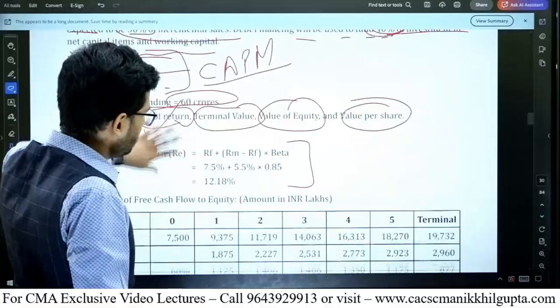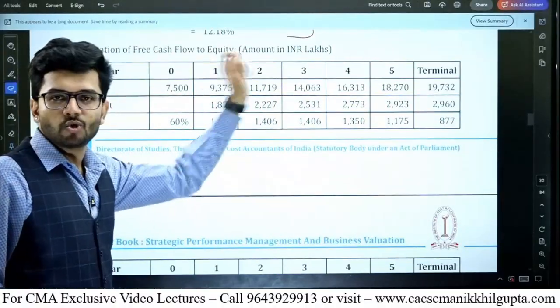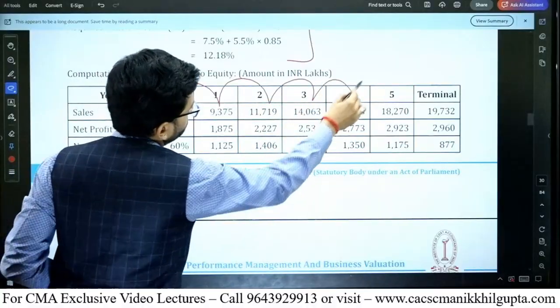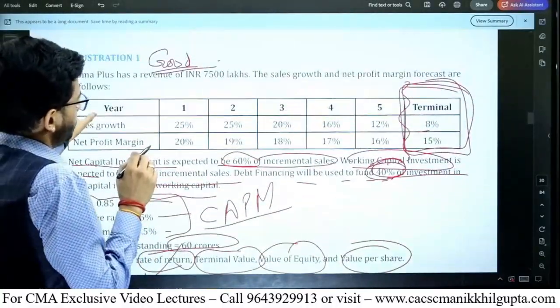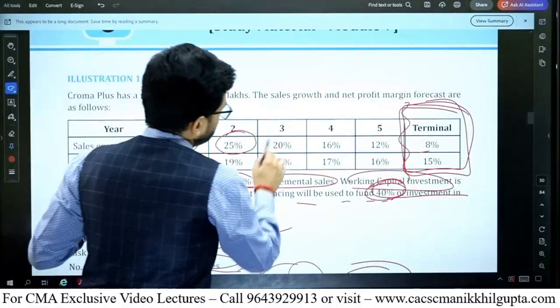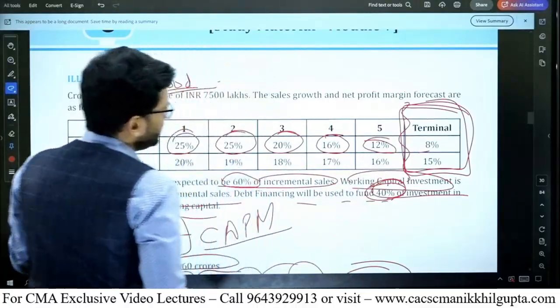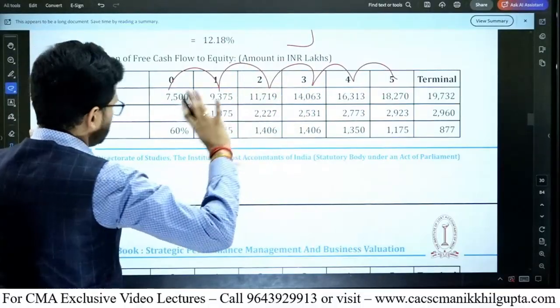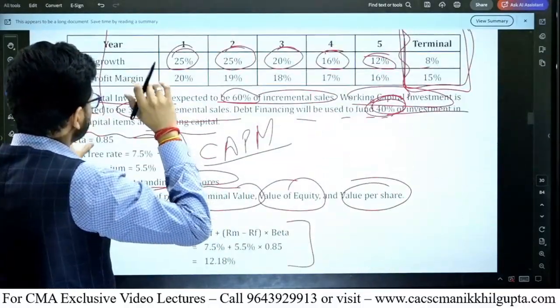So everything is required to be done together. So we make our table, the usual table which we make, right? Sales which are growing by the growth percentage, right? Sales which is growing as per 25%, 25%, 20%, 16%, 12%, 8%. You just are putting in, addition to it, and you're getting the sales number. Very easy, very straightforward. Net profit margin is given to you.